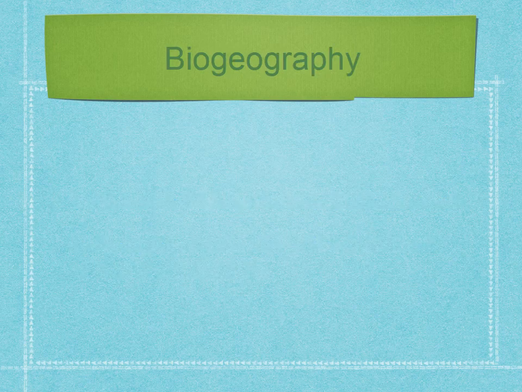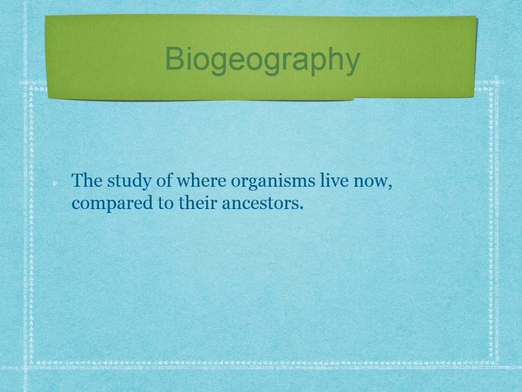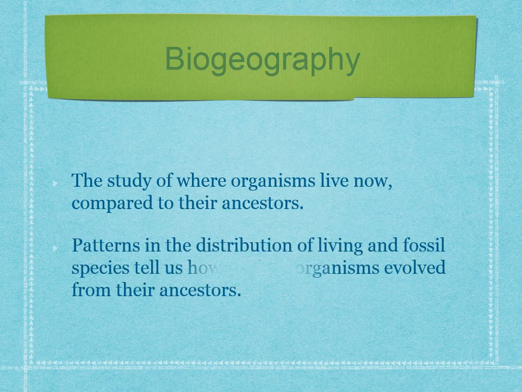The first thing we're going to talk about today is biogeography. Biogeography is the study of where organisms live now compared to their ancestors. Scientists look at where living organisms live today and then look at where they find fossil species that are similar to those that are living, to tell us possibly how modern organisms evolved from their ancestors. We can also see where some species may have traveled over time, where they once may have lived, all of that cool stuff.